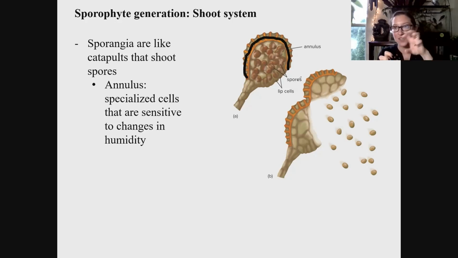and the humidity causes them to change their shape a little bit, and that causes the cells of the annulus to open up the sporangia. And so you can see that's what's happening here. And then eventually the tension gets so high that it, boom, shoots the spores out like a catapult. So plants move, and ferns have catapults on them. So there you go.